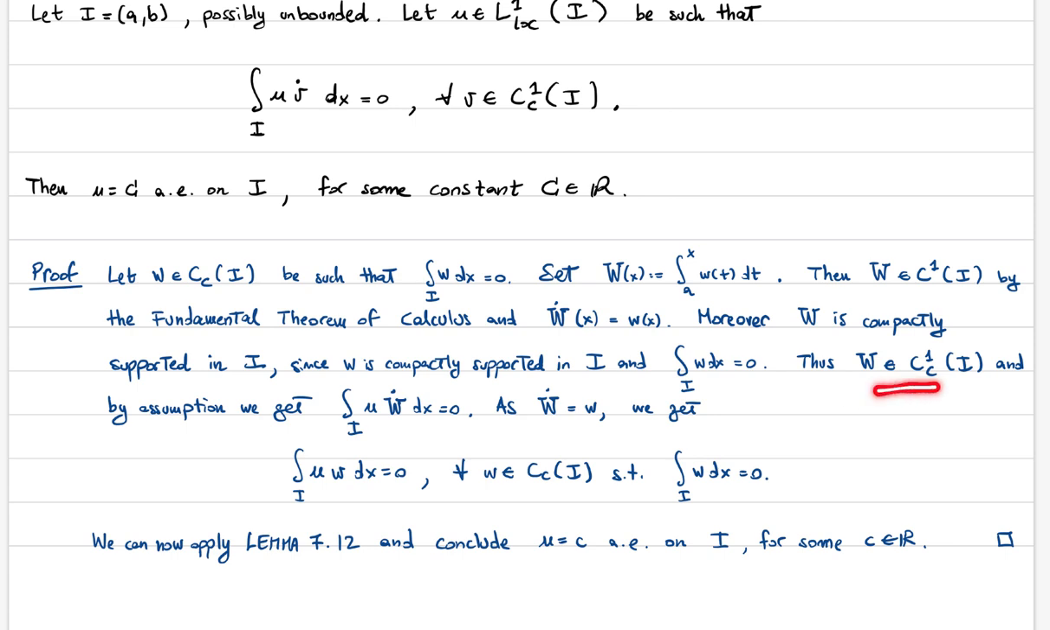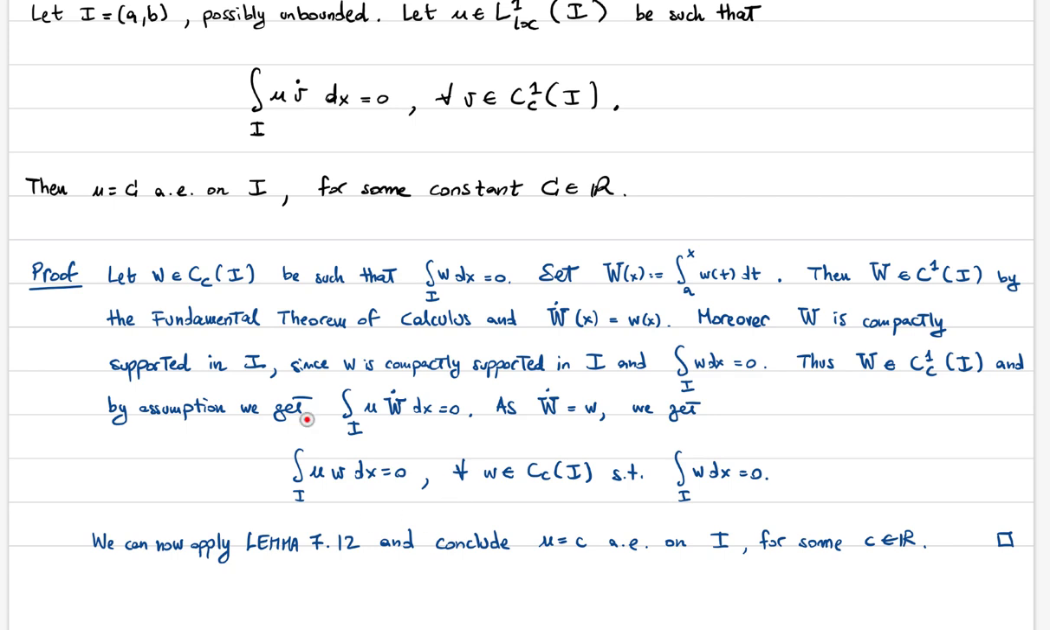Therefore, capital W is C1c of I. And we can use this assumption here. Since capital W is a test function here, we get that the integral of u times capital W dot is equal to 0. Since capital W dot is equal to small w, from this one we get that the integral of u times small w is equal to 0. And this is true for all w compactly supported on I with zero average.